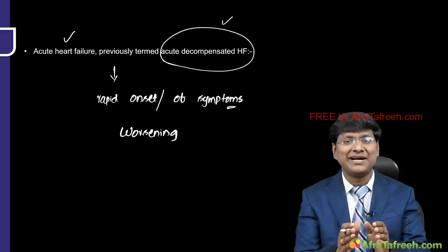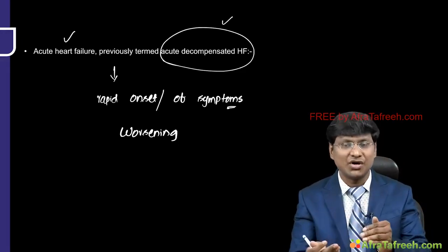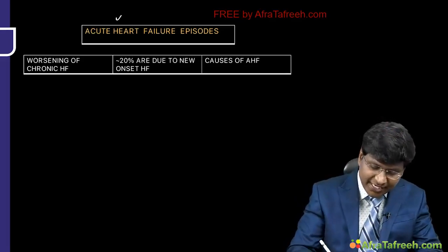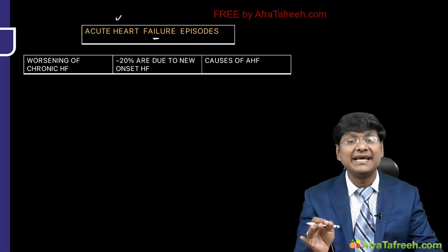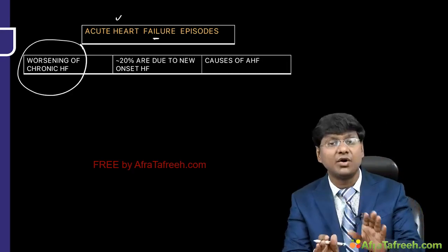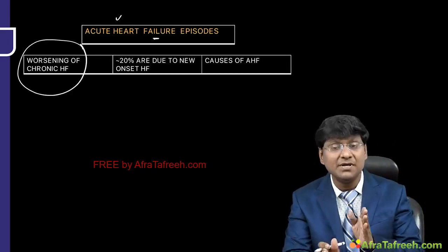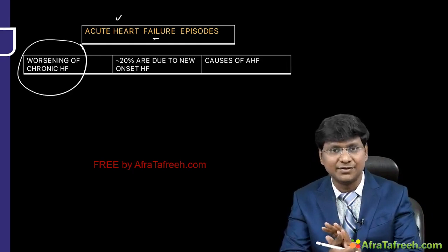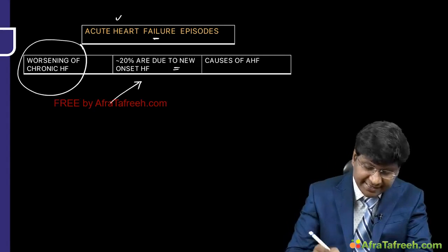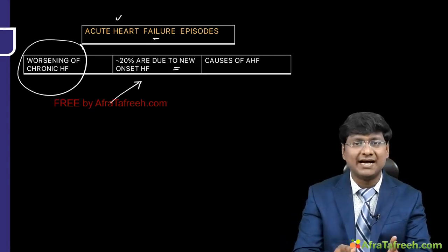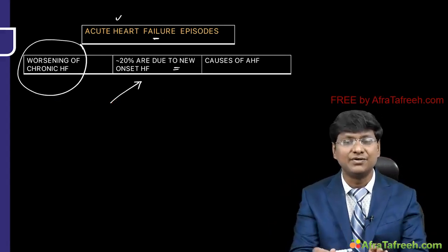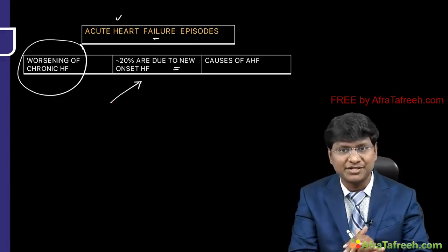How does this acute heart failure occur? Remember, acute heart failure episodes appear as a consequence of worsening of chronic heart failure. But in 20% of patients, they may be due to new onset heart failure itself. That means the presentation itself is in the form of acute heart failure in almost 20% of patients.